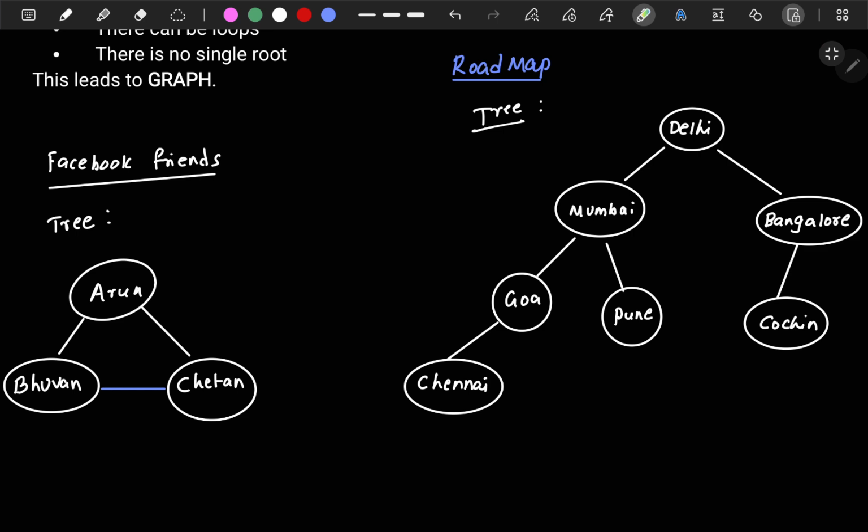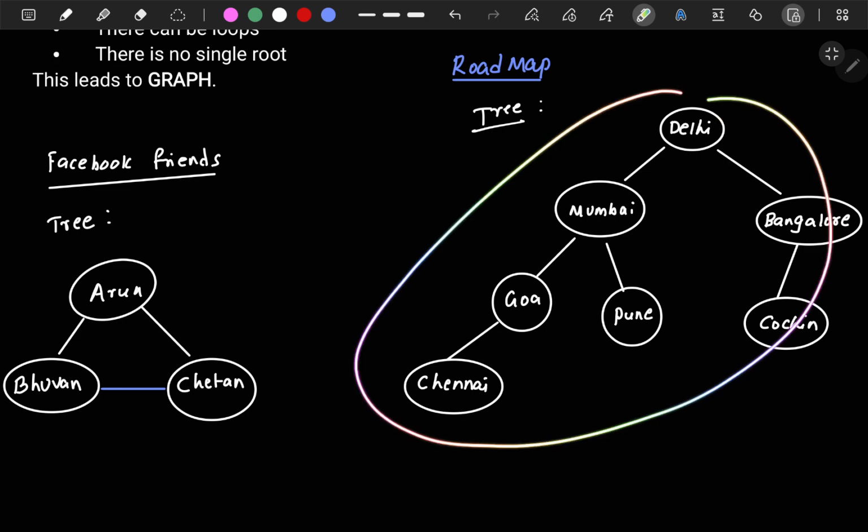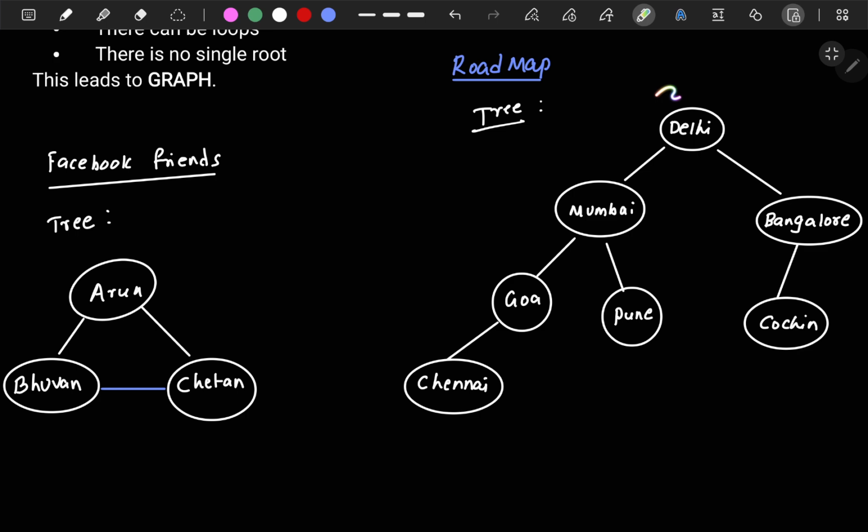Okay, now for example, I had designed a roadmap using a tree data structure, and this is my roadmap. So using a tree data structure, I developed this node map. Now, suppose I want to go from Delhi to Chennai. Okay, so what is the way to go? The route is I have to go from Delhi to Mumbai, and from Mumbai to Goa, and from Goa to Chennai. And this is one way to go from Delhi to Chennai.